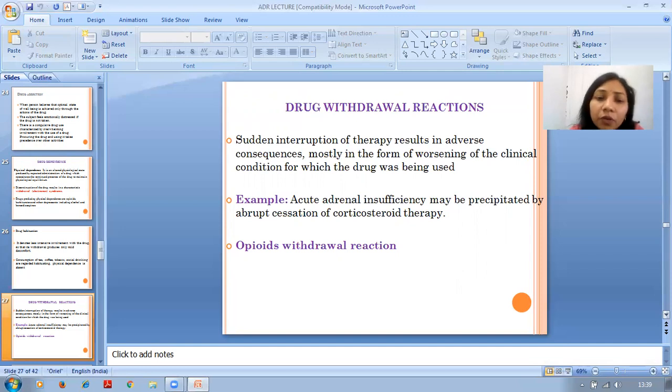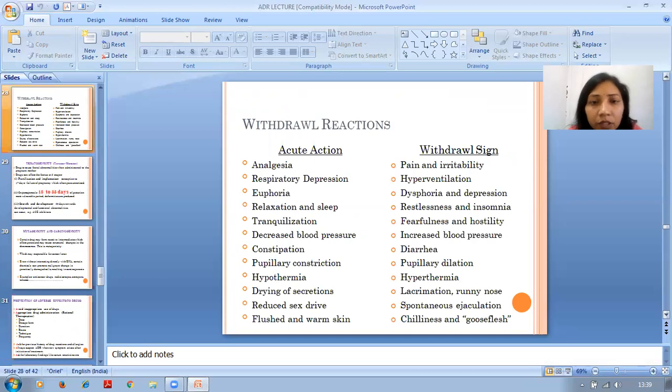Another example is opioid withdrawal reaction, like when the patient is taking opioids for chronic or severe pain for a long duration, generally in cancer or other conditions.